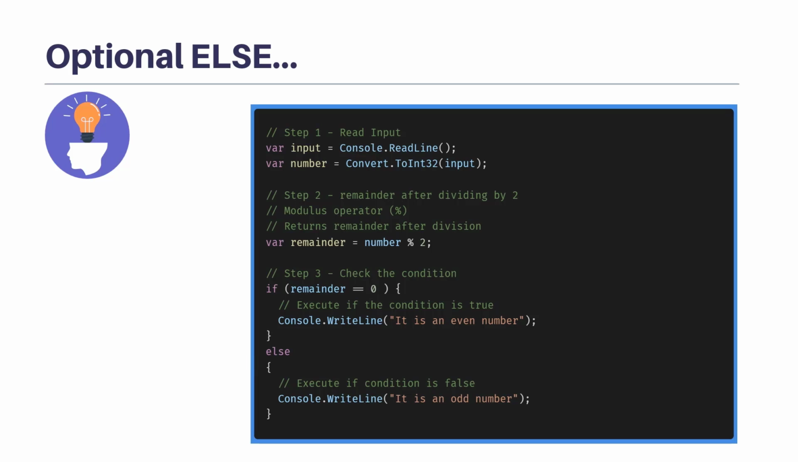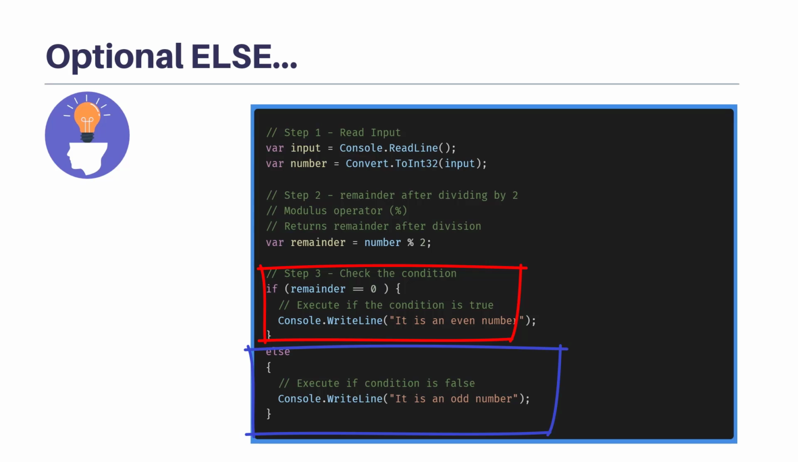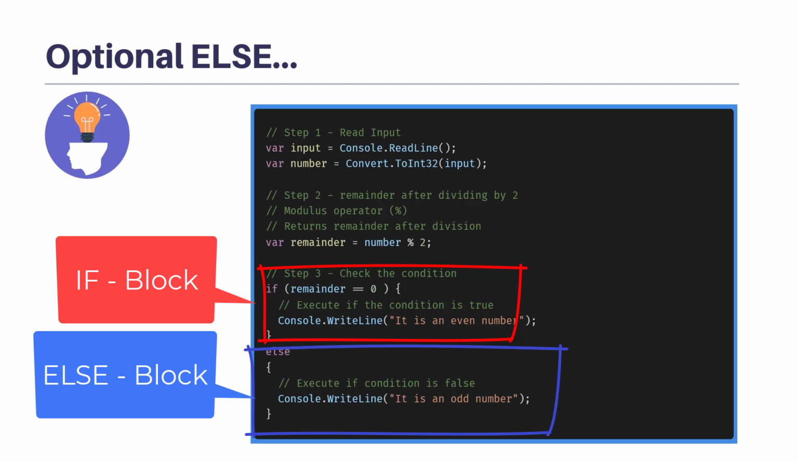The code that is written between these curly brackets is called the if block, and the code that is written between the curly brackets followed by an else keyword is called the else block. Note that the else block is completely optional. If we do not want to perform any action when the condition specified in the if statement is false, then we can simply have an if block without any else block.